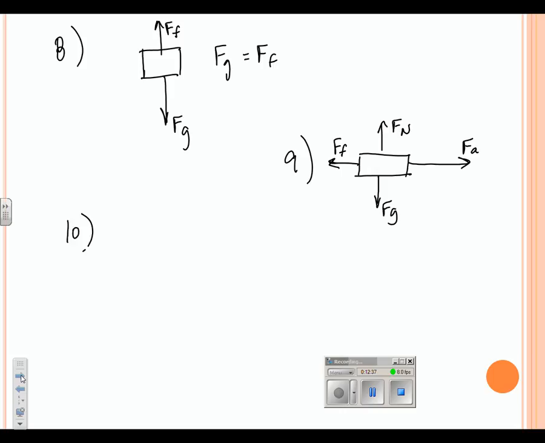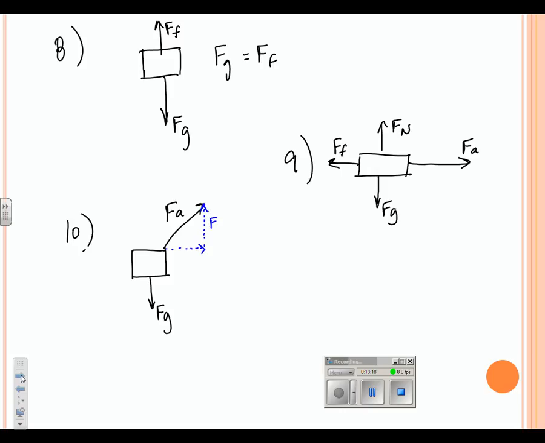Now, number 10, a football is moving upwards towards its peak after having been booted by the punter. Okay, well, the thing to realize is the football has weight. So we have our F of G. Now, it is moving upwards towards its peak, which means we have an applied force. So we could say it's an F of A value. But if you remember, we have components here. So that will cause it to go forward and up.